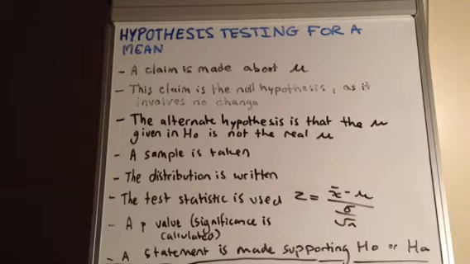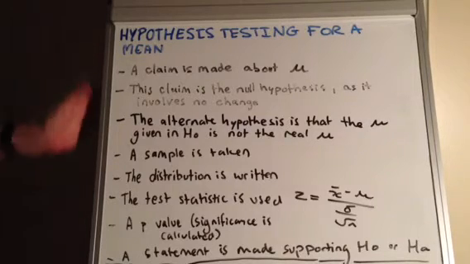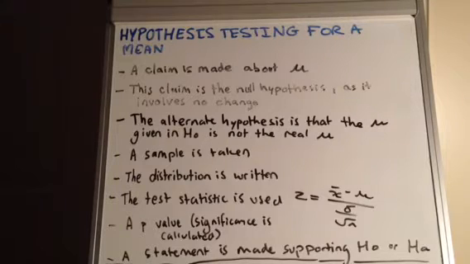Okay, hello everyone. In this episode we're going to be looking at hypothesis testing for a mean. So let's go through the process and then I'll go through a few examples. There are a few things you need to do when you're doing a hypothesis test. Essentially what I've got here in these dot points is the procedure for what you have to go through.